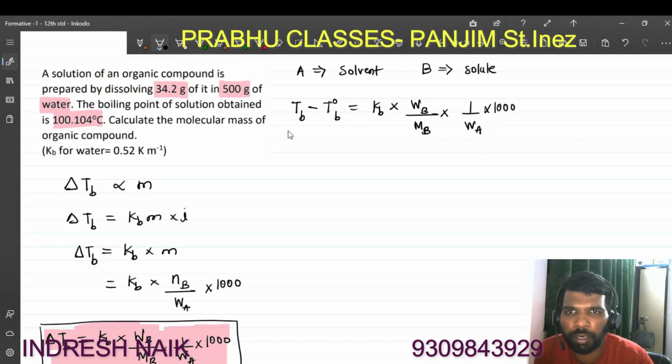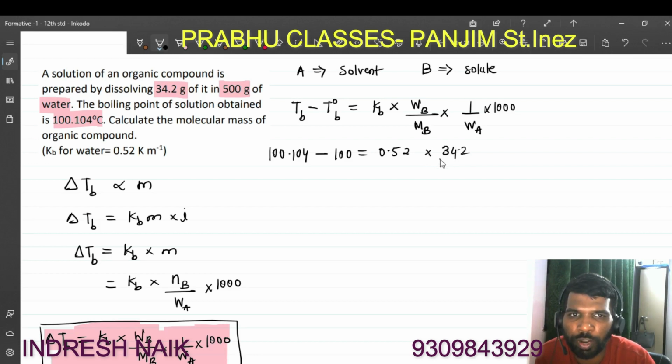So Tb is what? Boiling point of the solution, that is 100.104, minus boiling point of the solvent alone, which is 100 degrees Celsius. Water boils at 100 degrees Celsius. Kb is given to be 0.52, and WB is 34.2, the weight of the solute. And the molar mass of the solute, that is what we need to find. And WA is 500, so WA is 500 into 1000.